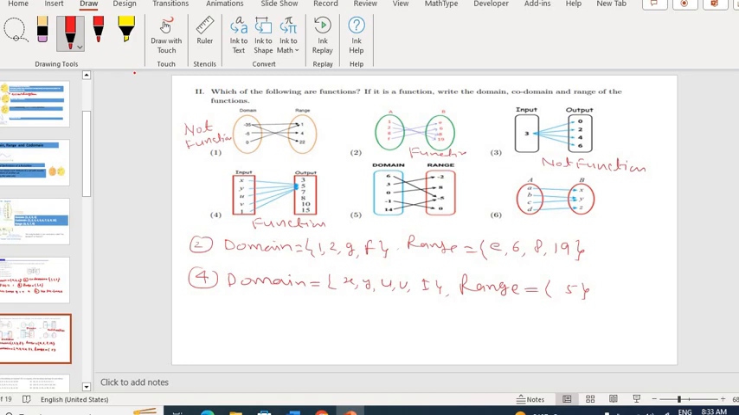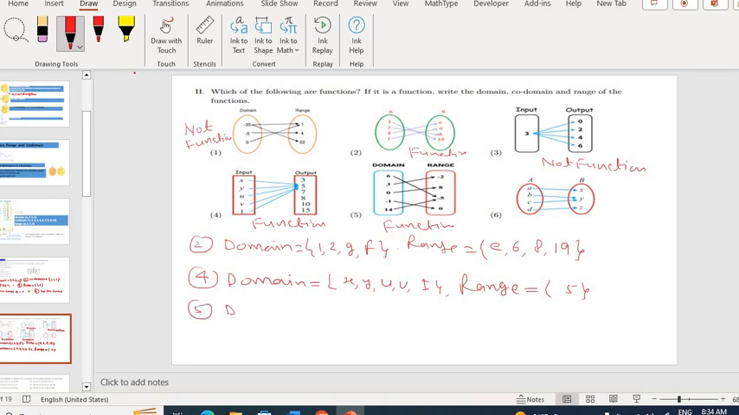Question number 5. 6, minus 5, 3, this one. So this is a function. If it is a function, then the domain is 6, 3, 0, minus 1, 14. Range is minus 2, 8, minus 5, 0. And codomain also. So the codomain is minus 2, 8, minus 5, 0. So question number 5 is a function.